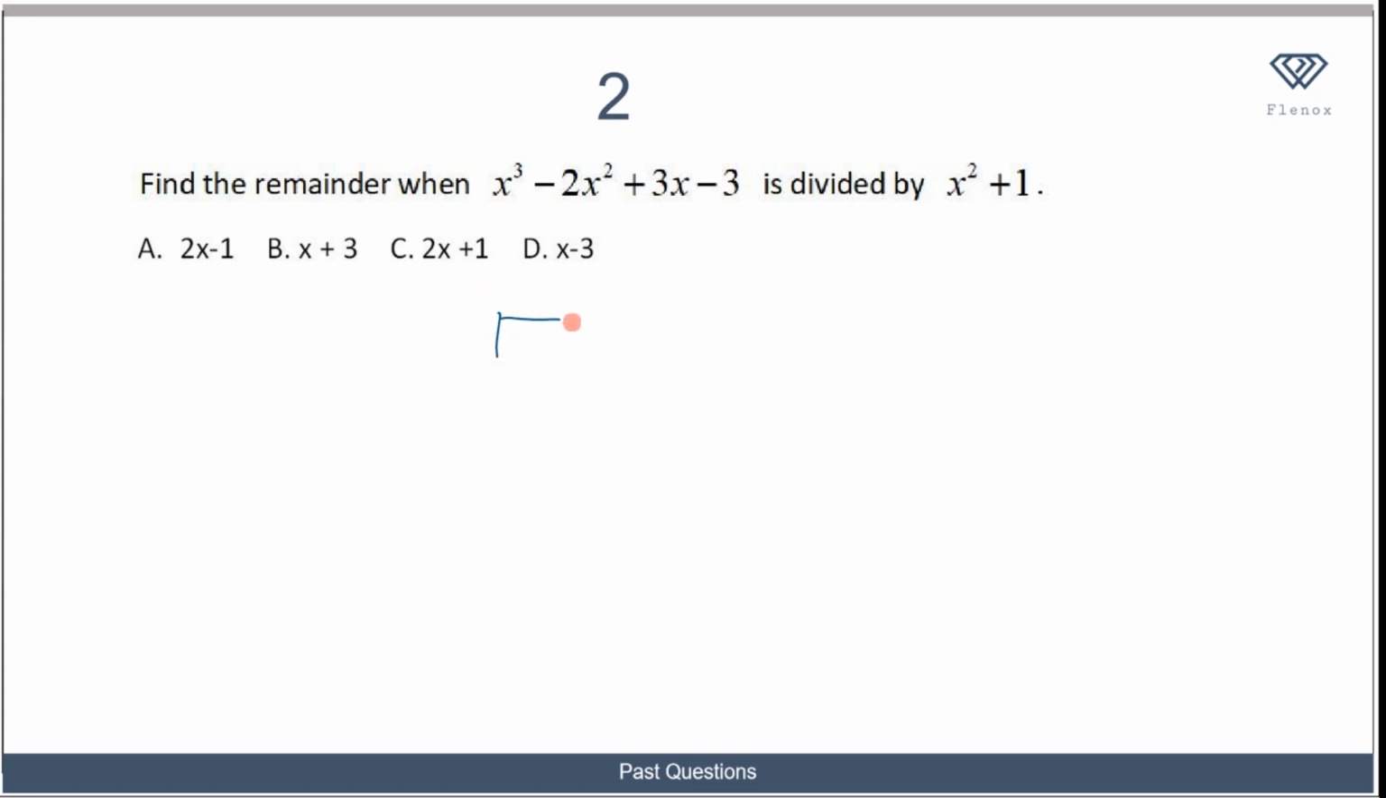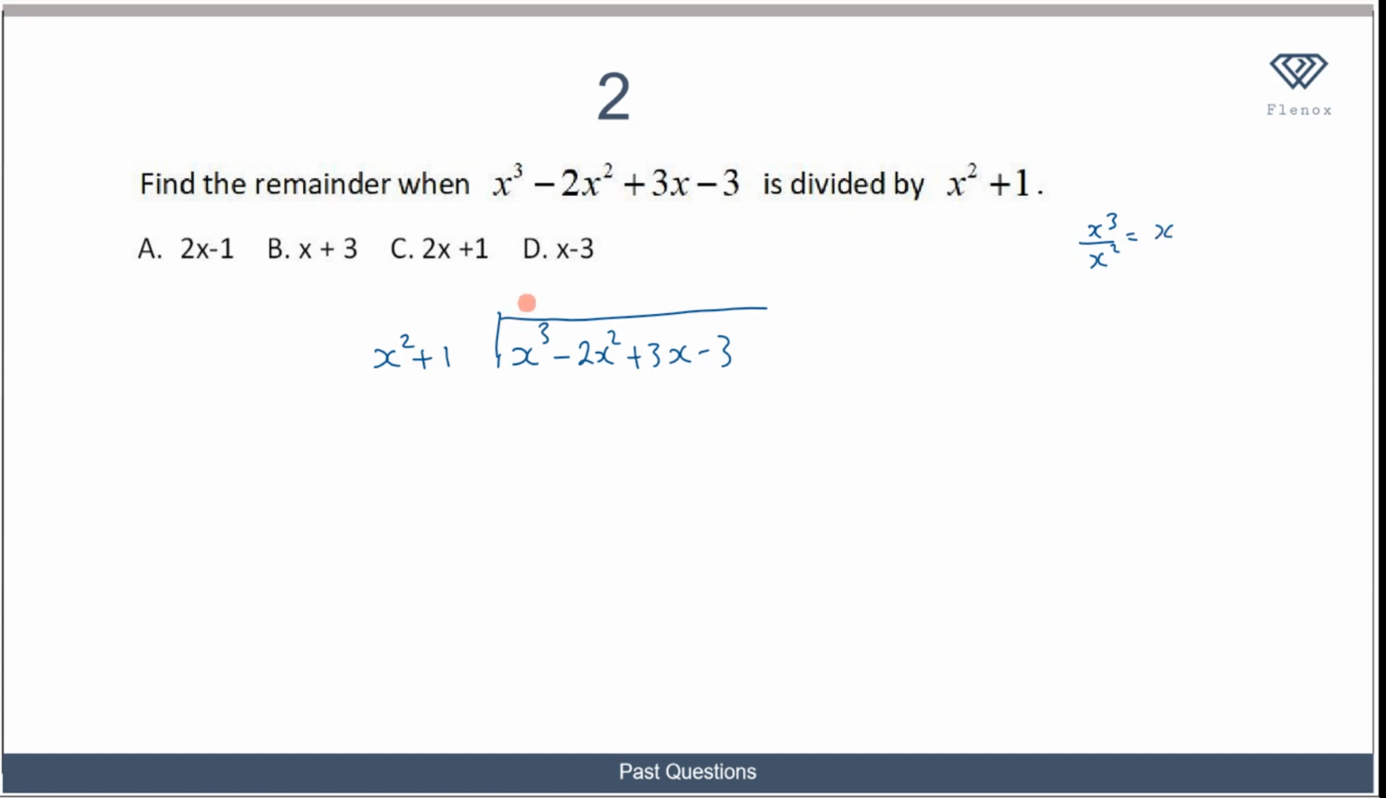So we write our dividend within here, which is what? x cubed minus 2x squared plus 3x minus 3. And we have our divisor here, which is what? x squared plus 1. So how do we start out? We say what number would I multiply with x squared to give me x cubed, which is the same thing as saying x cubed divided by x squared. I will know that x cubed divided by x squared is going to be equal to x.